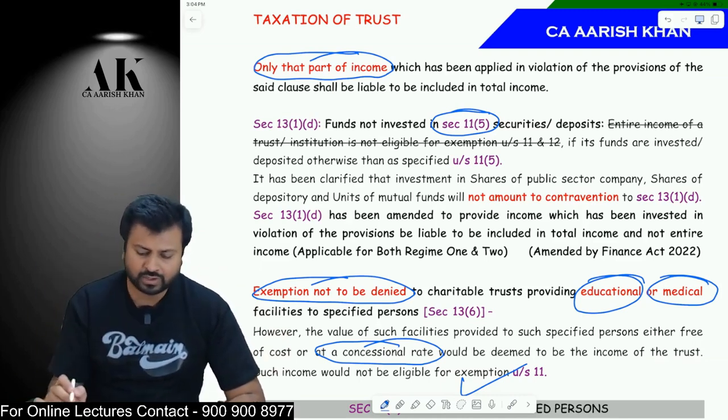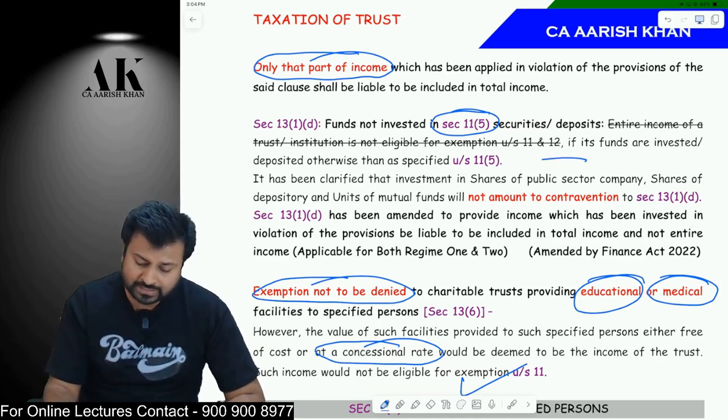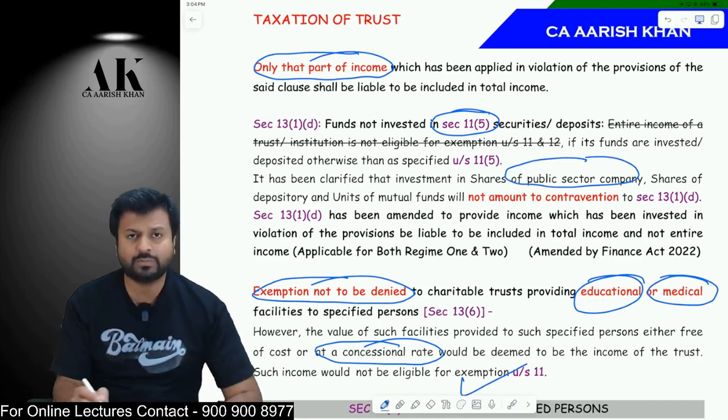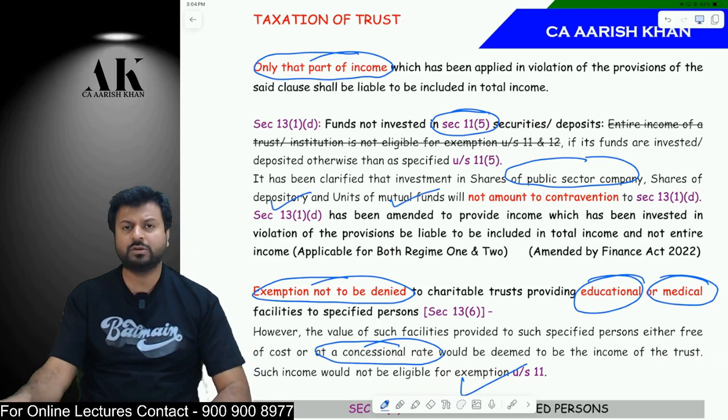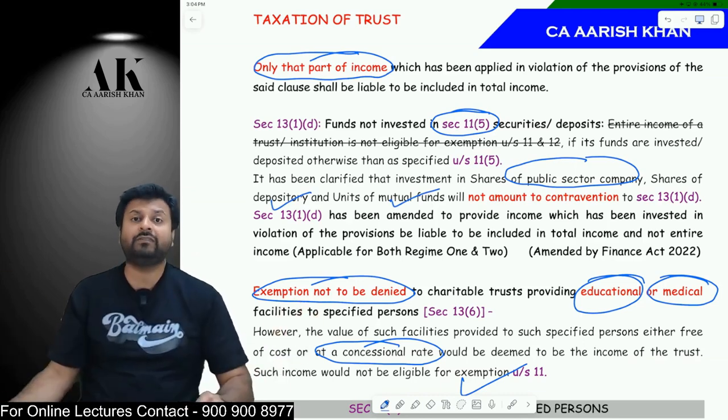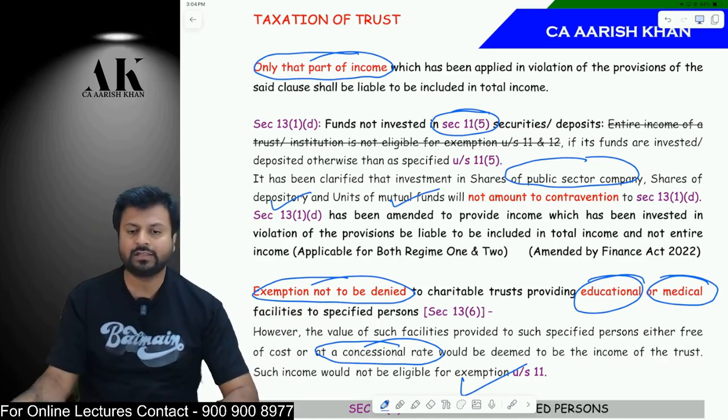First of all, this is what it is all about. Can I invest in the shares of a public sector company? Yes, you can invest in the shares of a public sector company. That is allowed. You can buy the shares of a depository. You can buy the units of a mutual fund. You cannot buy the shares of a private limited company. That is prohibited under section 11(5).